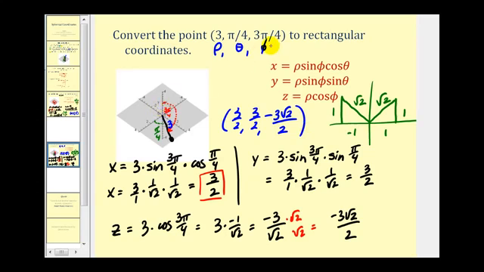And because phi is more than 90 degrees, and that's the angle between this black segment here and the positive z-axis, it is going to be below the xy plane, as we see here.